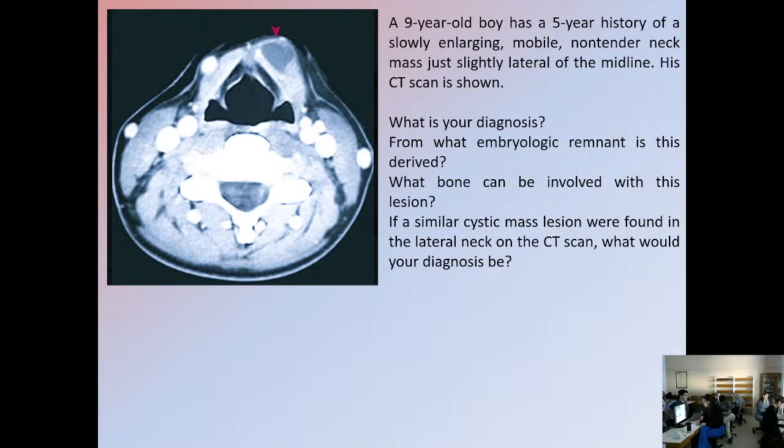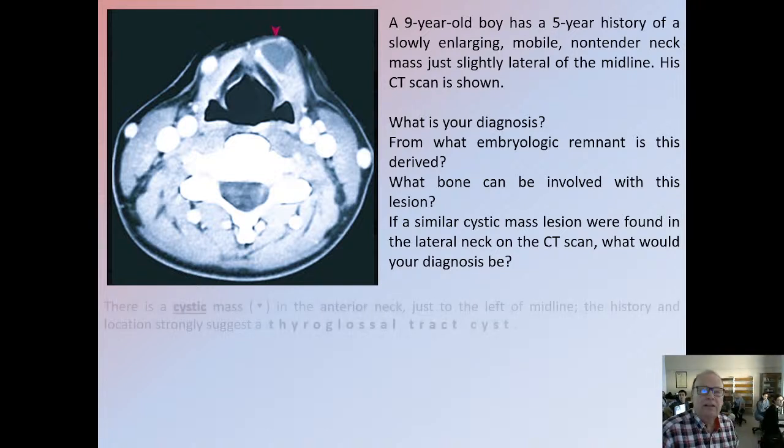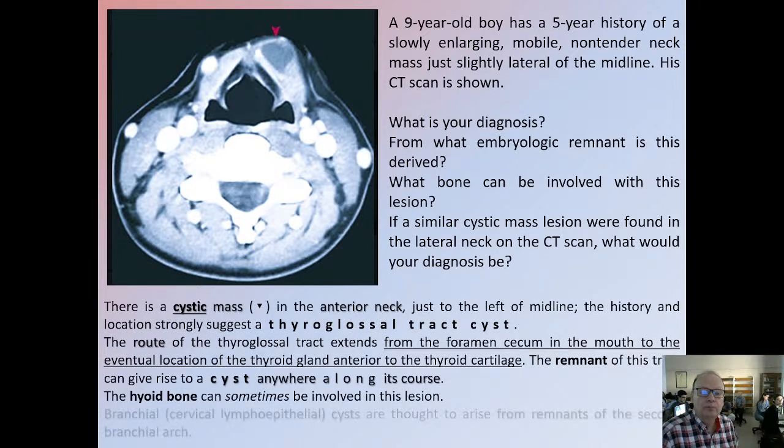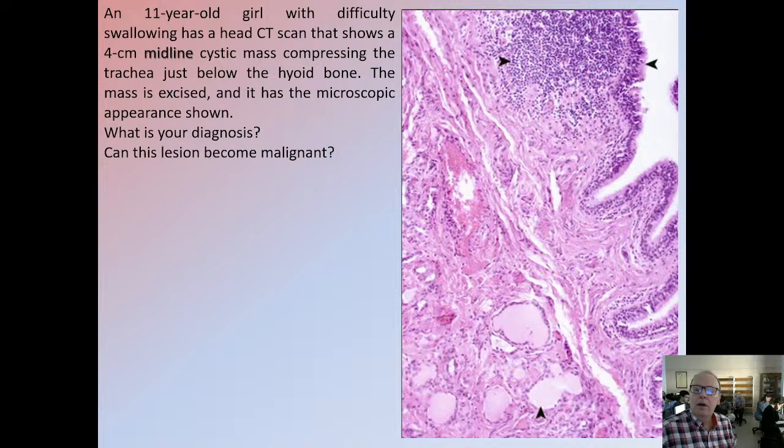So, if you remove this cyst, you'll see that it can be related to the hyoid bone. This is the lining of the cyst. So what epithelium is this? The lining epithelium. Can you identify this lining epithelium? This is the lining of the cyst. All right? What epithelium is this?